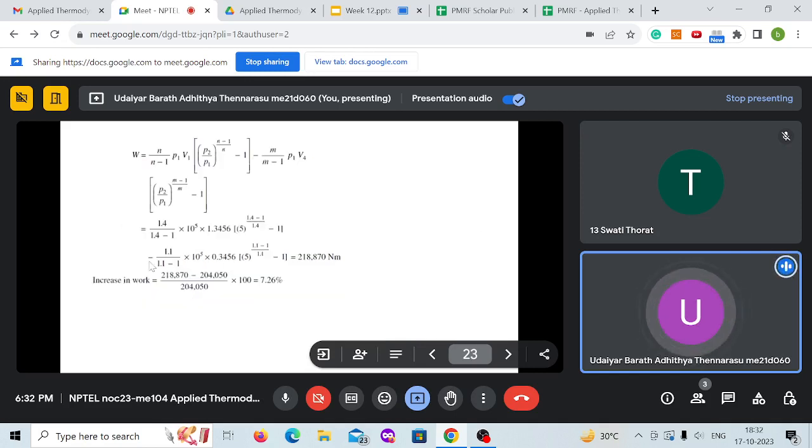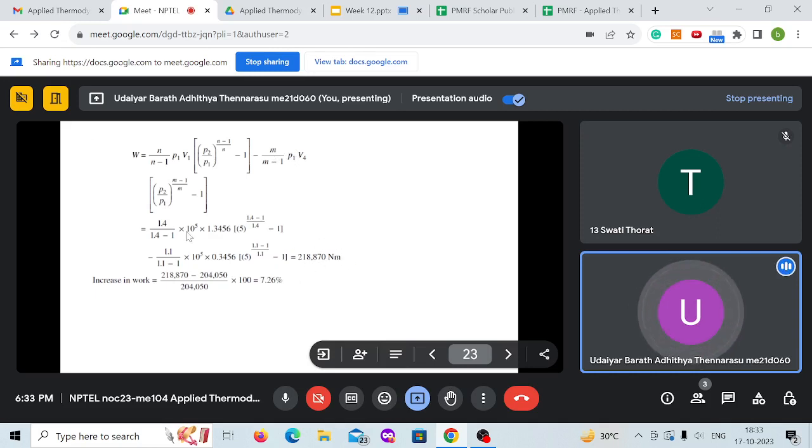Similarly, for the difference in work, the total work done is n by n minus 1 P1 V1 into the bracket with P2 by P1 raised to power n minus 1 by n. This is for the compression, and similarly for expansion. Here the initial process is adiabatic, so n will be 1.4 and here n will be 1.1. On substitution we get the work as 218,870 Newton meter.